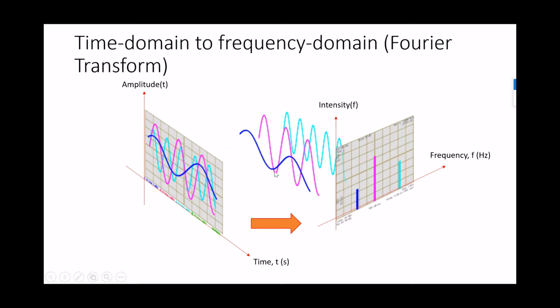You see, this one is a lower frequency, this one, the magenta color, is a higher frequency, and this blue color is an even higher frequency. So higher frequencies are located further from the origin, and lower frequencies are located nearer to the origin. The amplitude here is actually the height of the waves. See, the wave here is higher, so the amplitude here is higher. This is called a Fourier transform, as we learned last week.